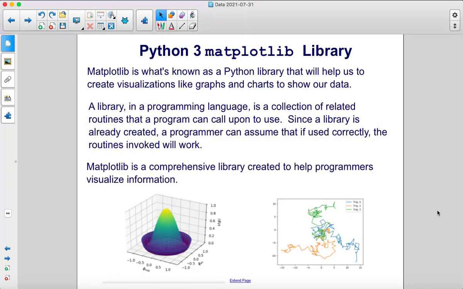Matplotlib is what's known as a Python library that will help us to create visualizations like graphs and charts to show our data. A library, in a programming language, is a collection of related routines that a program can call upon to use. Since a library is already created, a programmer can assume that if used correctly, the routines invoked will work. Matplotlib is a comprehensive library created to help programmers visualize information.